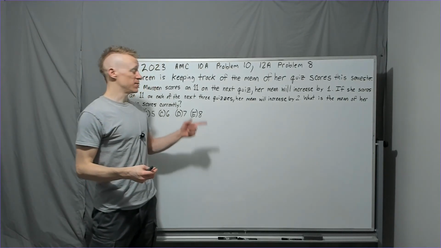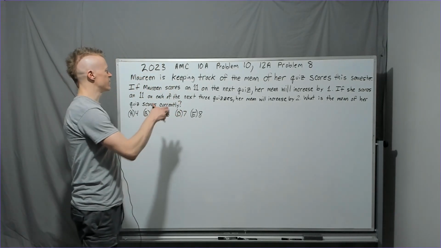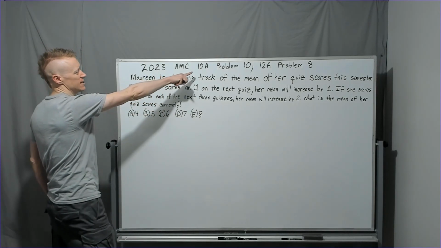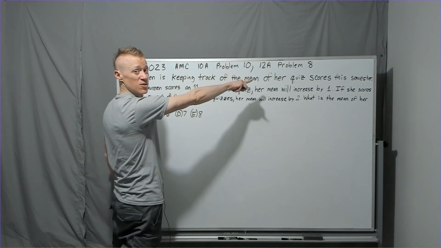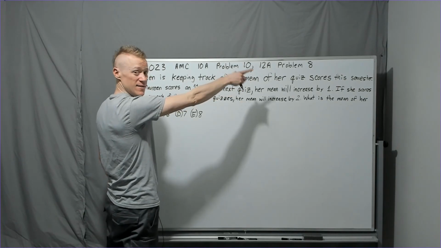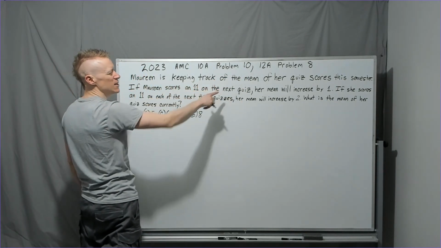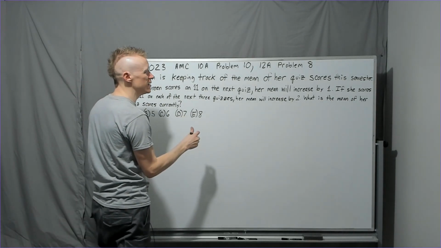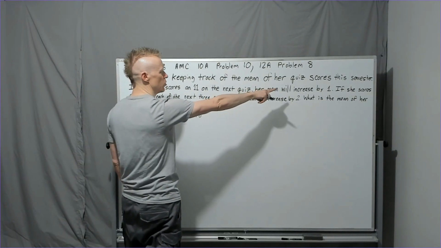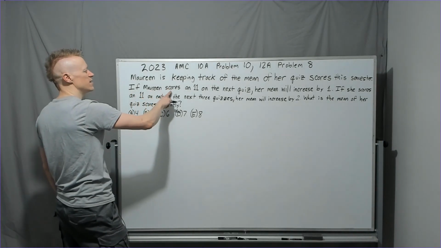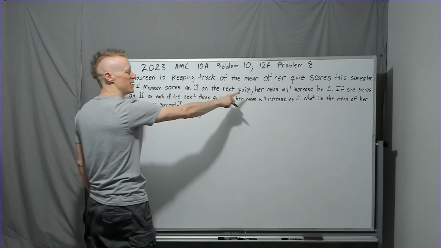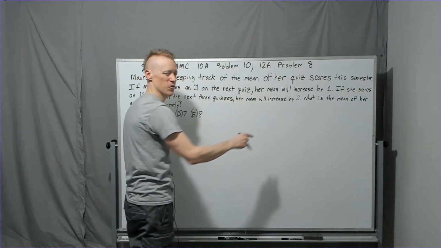And the final problem of this rapid fire set, the 2023 AMC 10A problem 10, but it's also the 12A problem 8, not the last problem for that rapid fire. Maureen is keeping track of the mean or average of her quiz scores this semester. If Maureen scores an 11 on the next quiz, her mean will increase by 1.